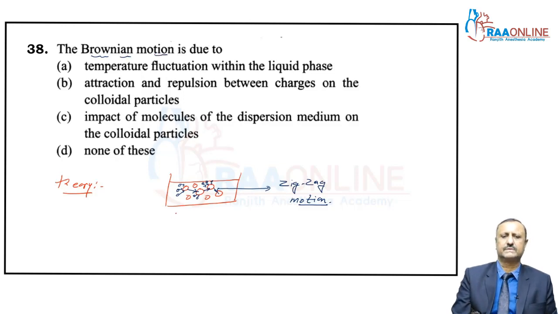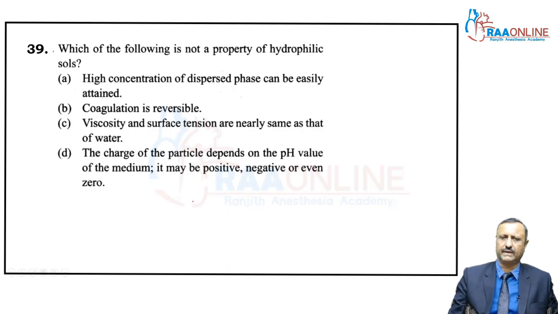So, Brownian motion is shown by the colloidal particles. Why? Because of the impact of the molecules of the dispersion medium on the colloidal particles. Now, my dear students, this is the theory of Brownian motion. Now, we can see question number 39.